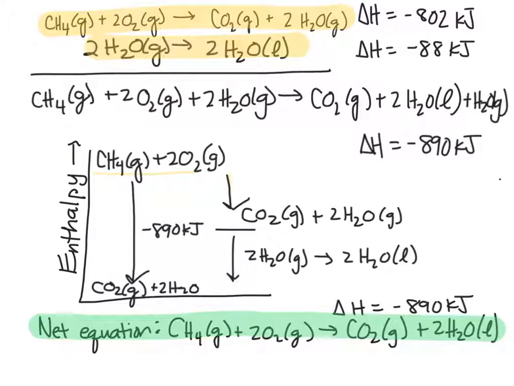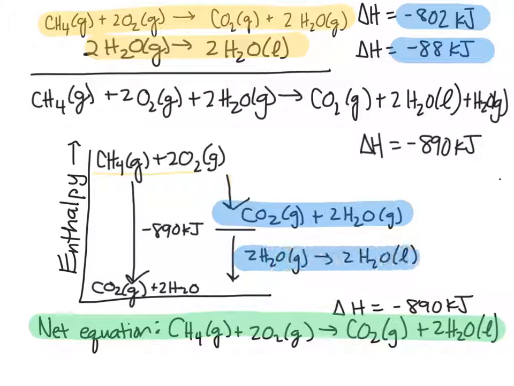Notice here how the 802 kilojoules released by this first step added together with the 88 kilojoules released by this second step add up to a total of 890 kilojoules being released by this reaction. Hess's law says that we can use the information from the two smaller reactions to find out information for our net equation. Now let's try a practice problem.